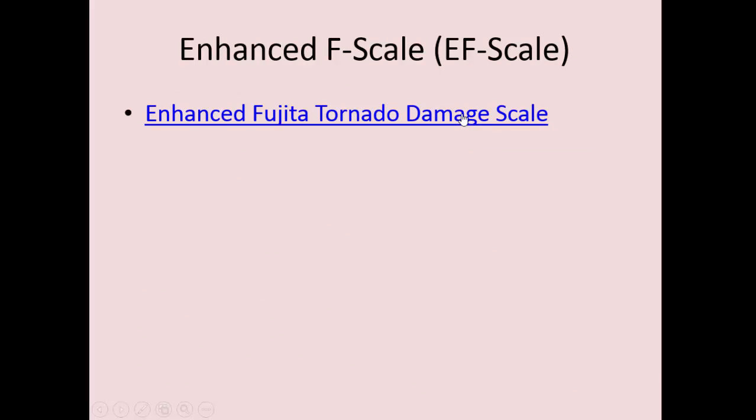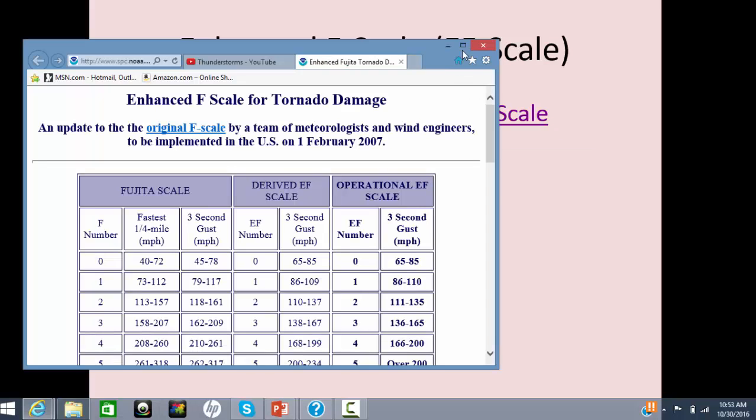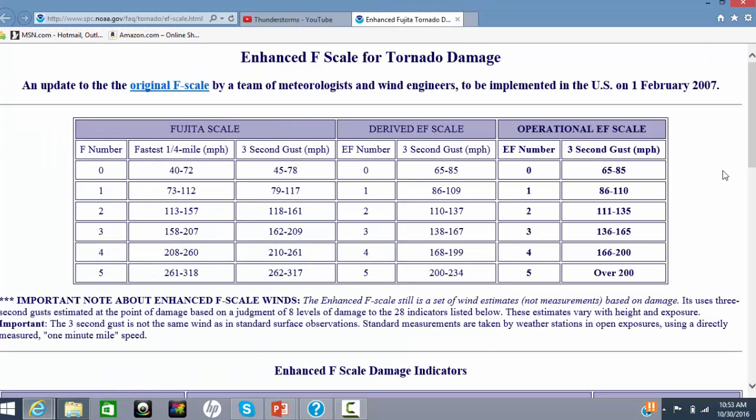All right, let's take a look at this. Actually, let's just take a look over here. The derived EF scale and the operational EF scale are pretty much the same. So on the Fujita scale, the EF scale, we go from EF0, as you can see here, down to an EF5. And as we go from 0 to 5, the whirling wind speed is going to increase.